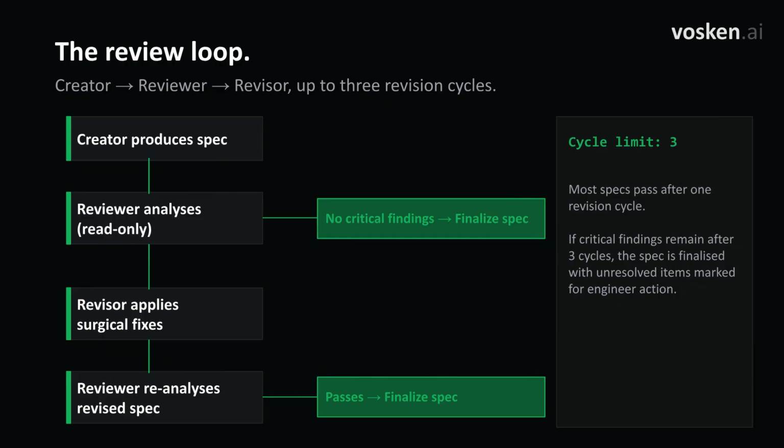The review loop runs the spec through the creator, reviewer, and reviser for up to 3 cycles. Most specifications pass after 1 revision. If critical findings remain, the spec is finalized with unresolved items flagged for engineer action.